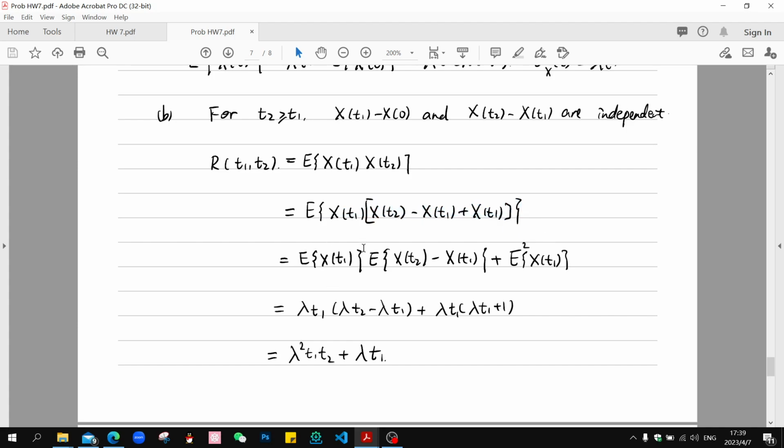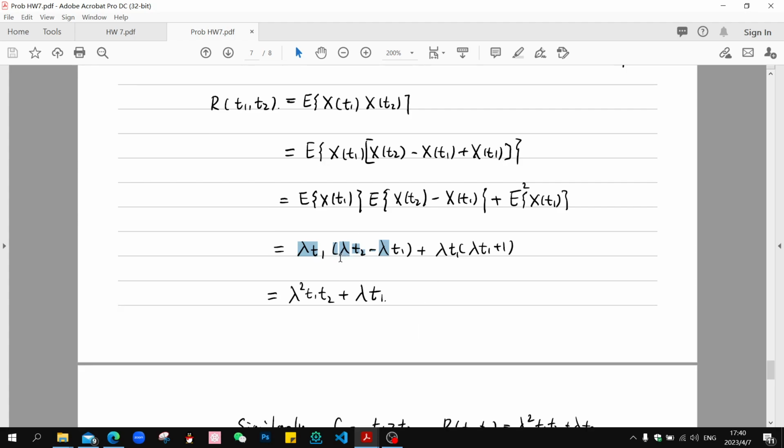That is equivalent, and we can break it down to these parts: the expectation of x(t1) times the expectation of x(t2) minus x(t1), plus the expectation of x(t1) to the power of 2. And then we get lambda t1 times lambda t2 minus lambda t1, plus lambda t1 times lambda t1 plus 1. And these parts are cancelled. These two are cancelled. So we get lambda squared t1 t2 plus lambda t1.